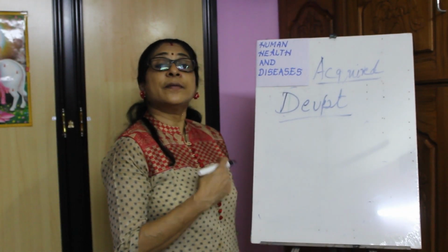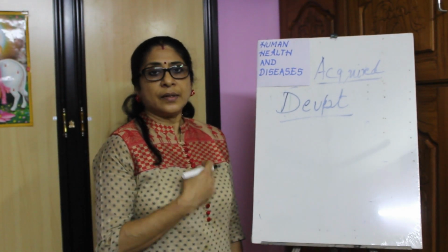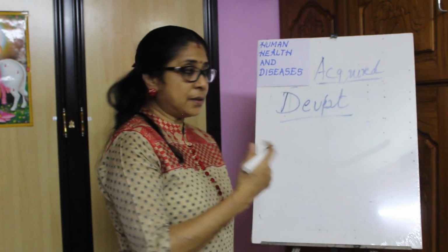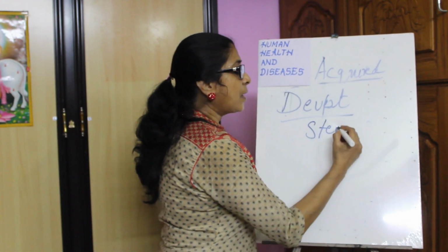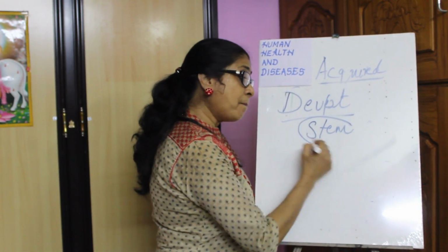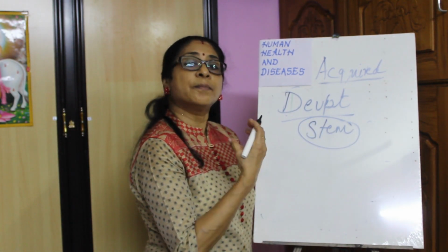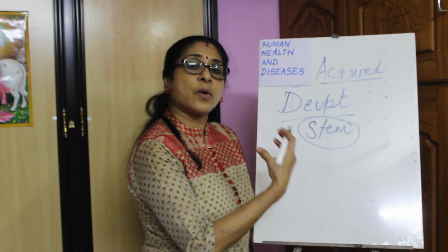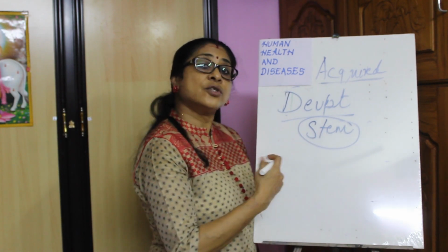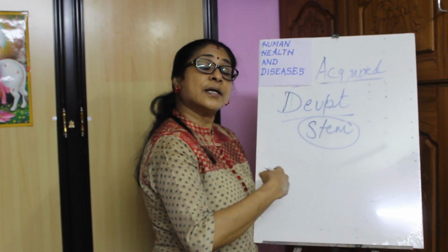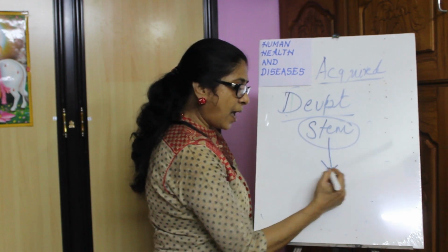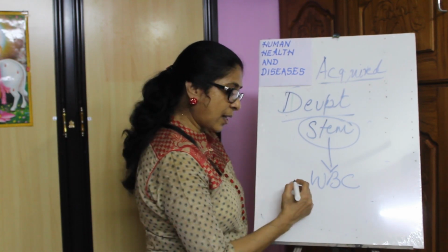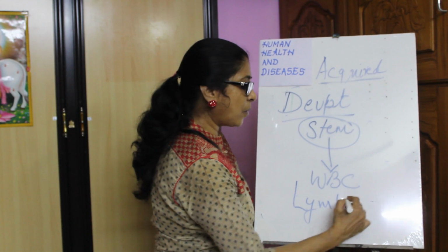Let us see the development of the immune system. The immune system develops at a fetal stage. But after birth, there are some stem cells found in the bone marrow. These stem cells undergo a very complex process of differentiation. Stem cells are actually undifferentiated cells. They undergo differentiation and are converted into a particular form of WBCs called lymphocytes. I am sure you have learned about lymphocytes.